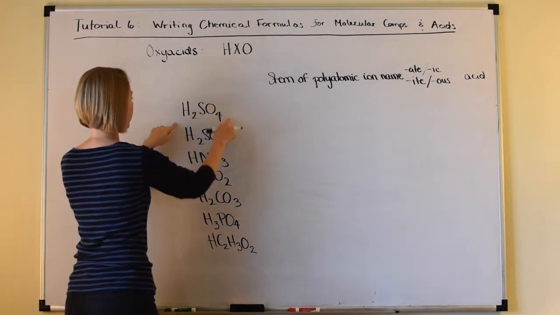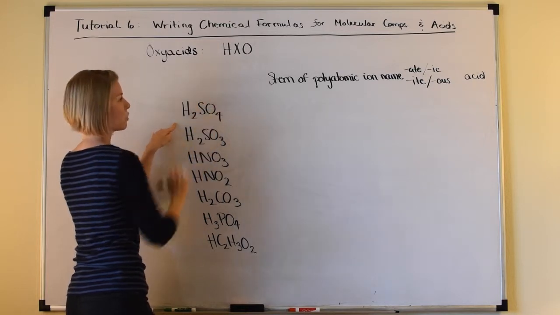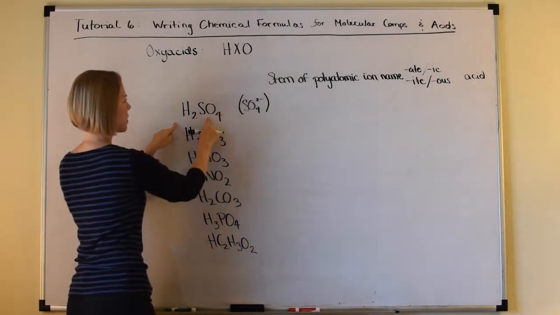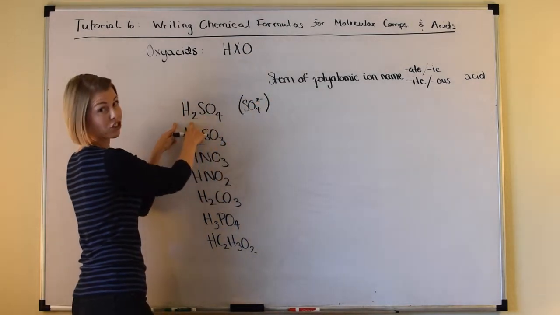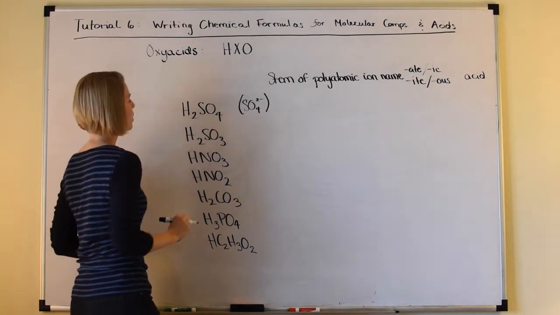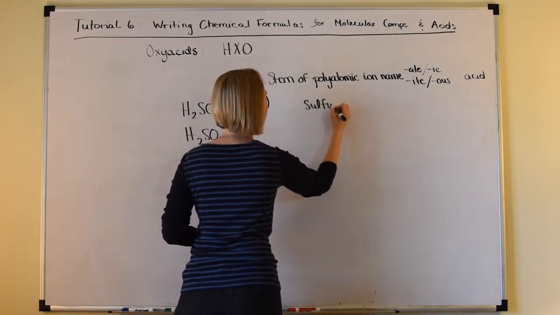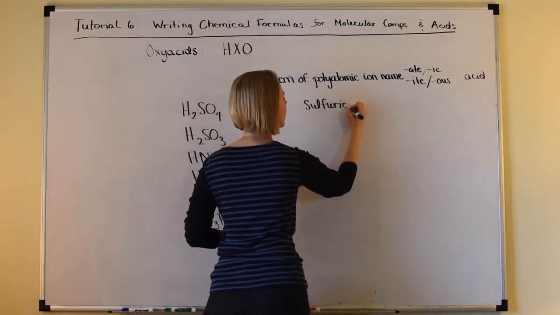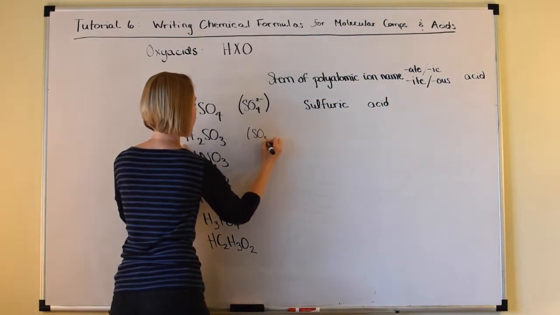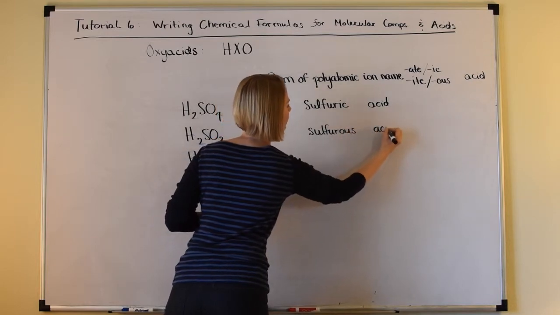So again, it's important to have your polyatomic ions so that you can recognize the sulfate anion here, SO4 2-. In fact, I'll write that in parentheses to help out. Notice that the charge here is always going to tell you the number of hydrogens in the corresponding oxy acid. So again, lots of reasons to know those polyatomic ions. They'll really help you with these formulas and these names. Sulfate becomes sulfuric acid. Sulfite, SO3 with a 2- charge, becomes sulfurous acid.